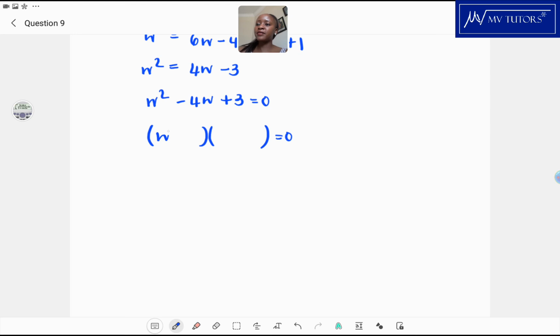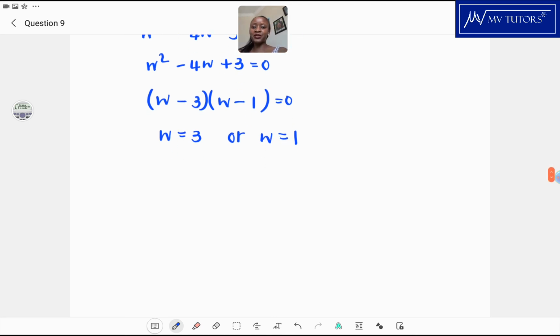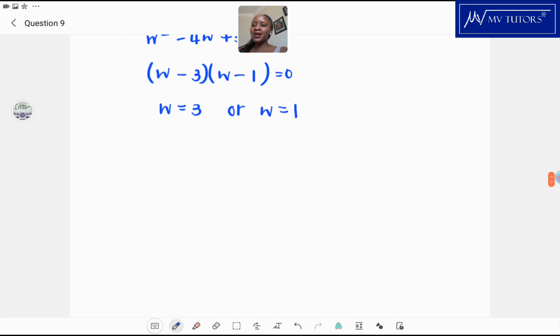Okay, so we have w, 3, 1, negative, negative, yeah. So w is equal to 3 or w is equal to 1. Okay guys, let me remind you of the arithmetic sequence we had. We had 1, then w, then x, then y, then z, which was w squared, but I'm just going to put it here.